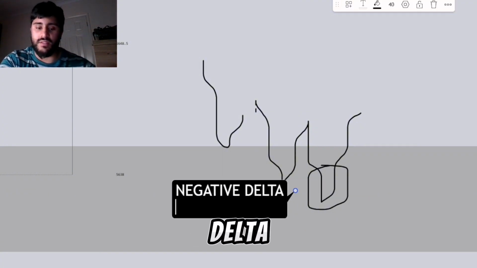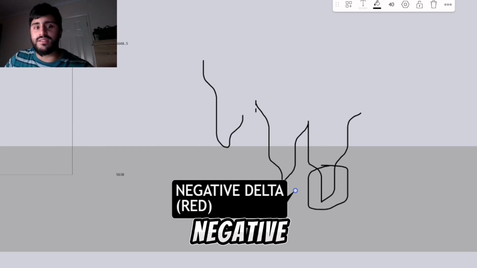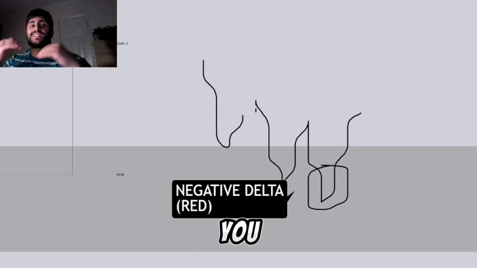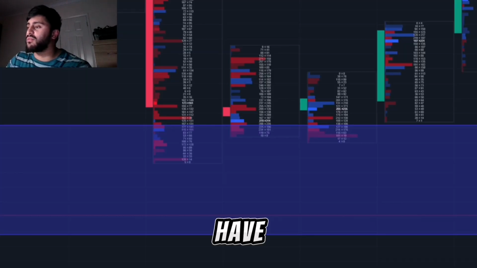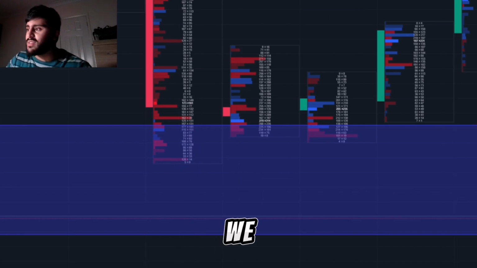So negative delta is just red delta, right? This is going to be in red. So when you see negative delta or red delta, it shows you sellers are very active at this area. Aggressive sellers are active at this area. This is what we have just over here, right? So we see so much red.